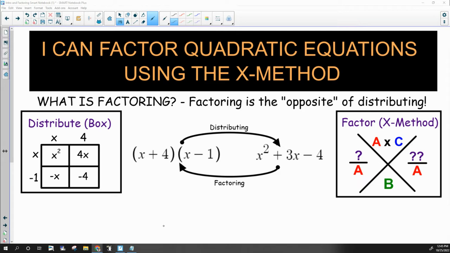Everyone in here has distributed before, right? Drawn your rainbows and multiplied, x times x times -1, 4 times x, right? Foiling, or maybe you've done distributing like this in your box. That's another method, same thing. Okay, we've all distributed. Factoring is just the opposite.